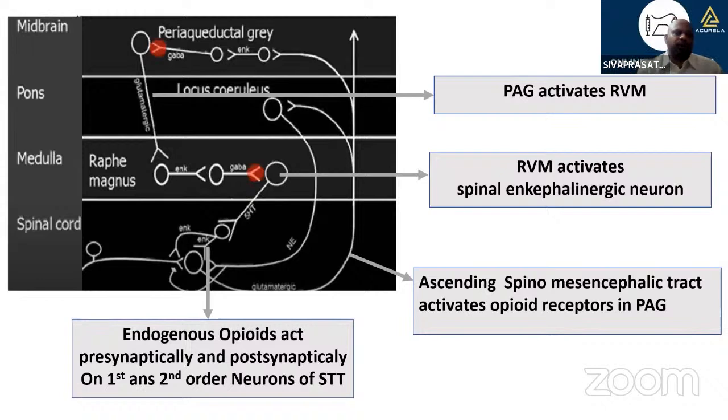So it is a loop from the pain. The pain pathway ascends one through the spinothalamic tract, the other the spinomesencephalic tract. It activates the periaqueductal gray matter. From there, it descends down through the rostral ventral medulla to the spinal cord, secreting enkephalins, which will modulate or decrease the pain perception. This is how the supraspinal mechanisms are affected.